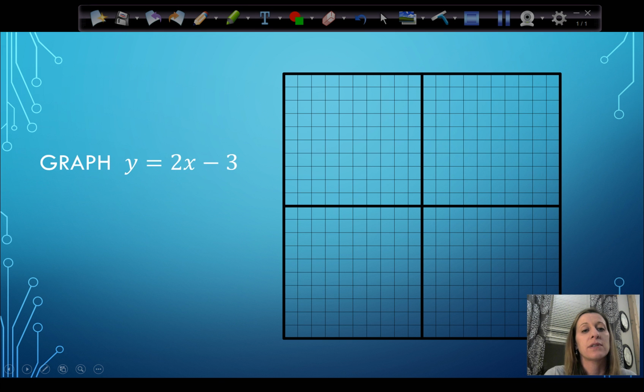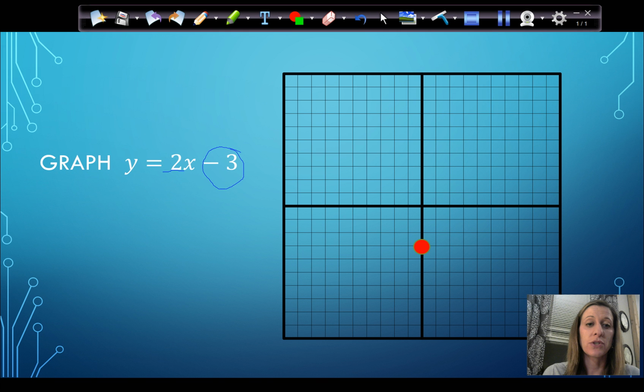So our first example is going to be y = 2x - 3. We start with the y-intercept, which is the b value, and so our first point needs to be on the y-axis at -3. So there's -3. Then I'm going to use my slope, which is 2, but it needs to be a fraction. It needs to be rise over run, so that needs to be 2 over 1.